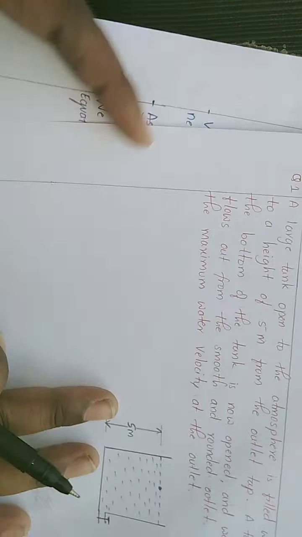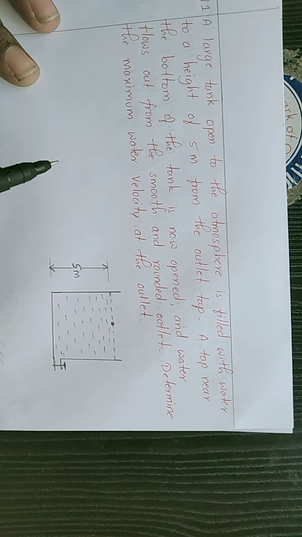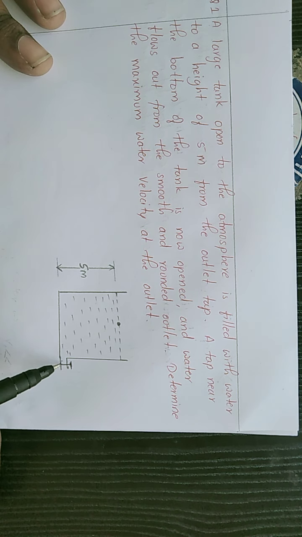A tap near the bottom of the tank is now opened and water flows out from the smooth and rounded outlet. Determine the maximum water velocity at the outlet. So what this problem says is, there is a tank and at the bottom of the tank there is a tap, and in the tank there is water to a height of 5 meters. So what we need to find, when I open this tap, is the maximum velocity of water.